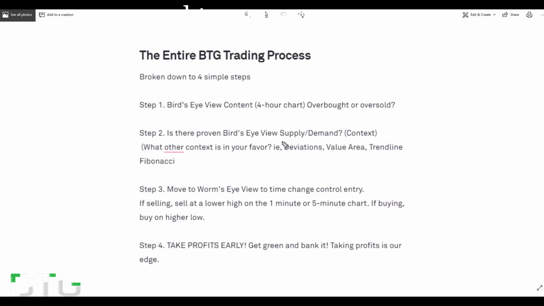Why are we buying here? What is it on the chart that's telling us we should buy here? Context is anything like deviations, value areas, trend lines, Fibonaccis, demand, supply, structure, anything on the chart that we feel is giving us a subjective edge. Because literally speaking, anytime you buy or sell the market, you've got a 50-50 shot. But by building context, at least subjectively, we can build a greater than 50-50 chance and give us that edge. We need to find edges. That's our whole goal, finding edges in the market.